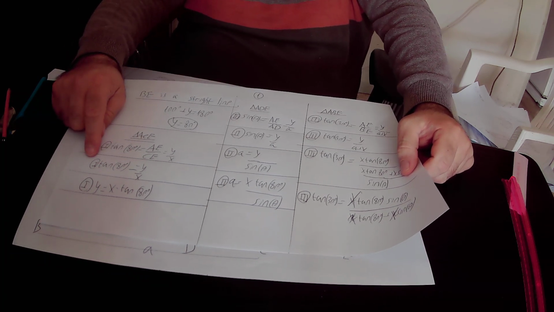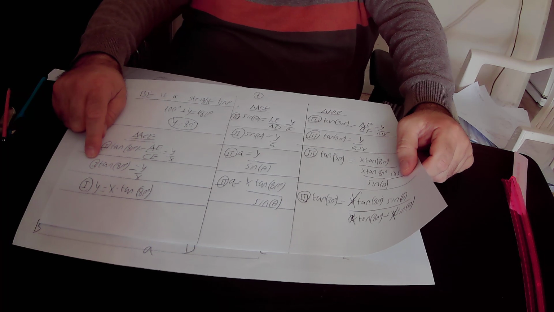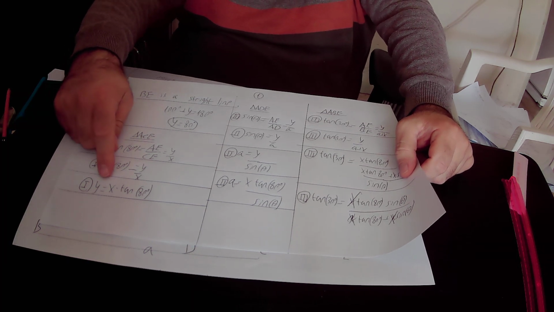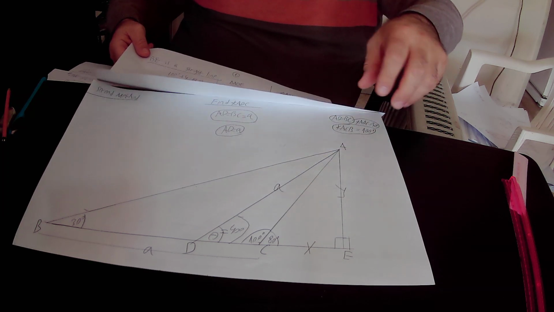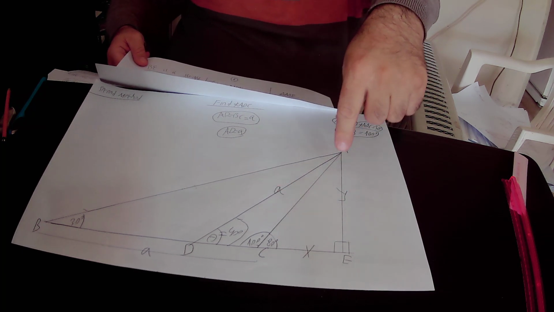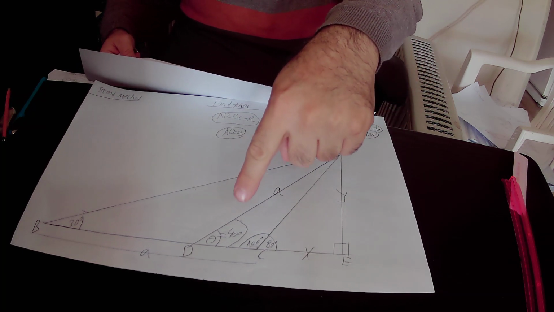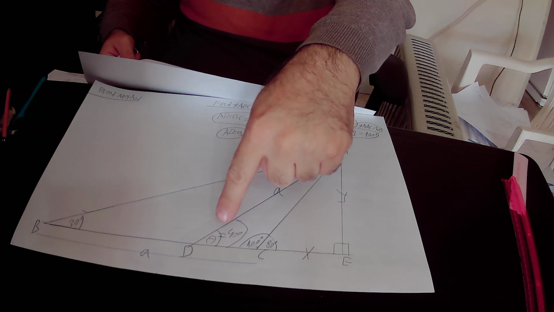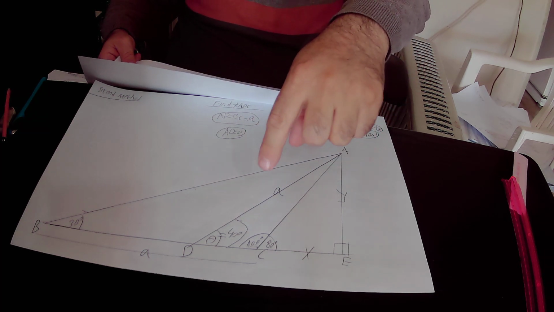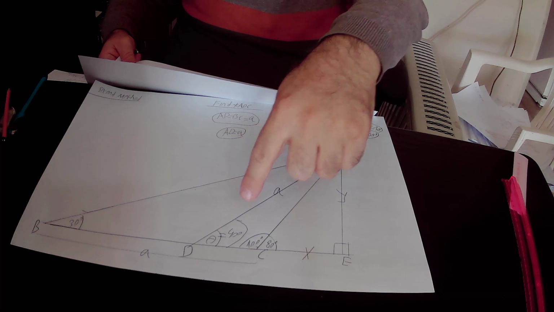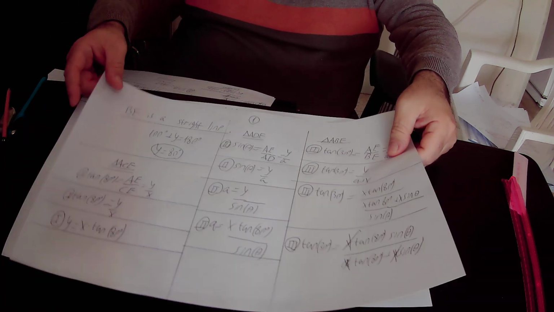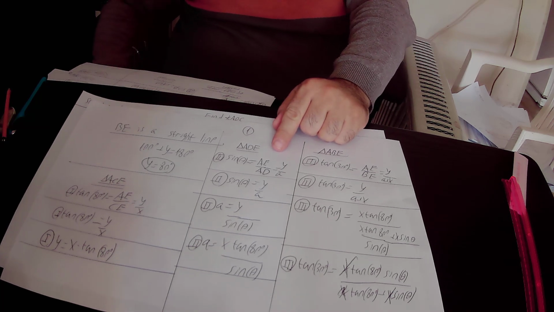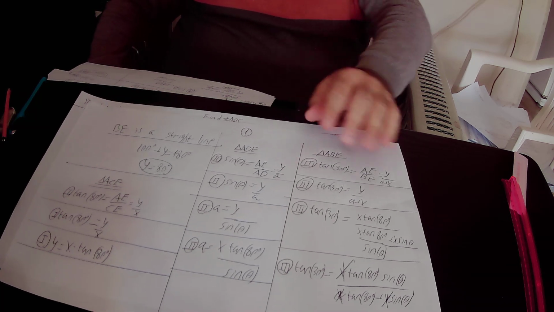Here we multiplied equation number 1 by X, and we found out that Y equals X times tan 80 degrees. Then we focused on the right triangle, triangle ADE, and we defined angle ADC, the angle that we are looking for, as angle theta. In the right triangle ADE, sin theta equals AE over AD.